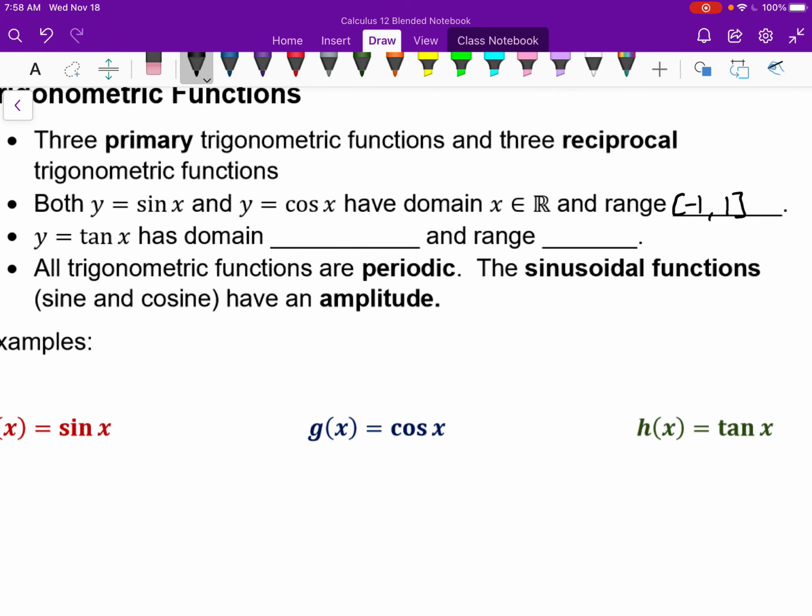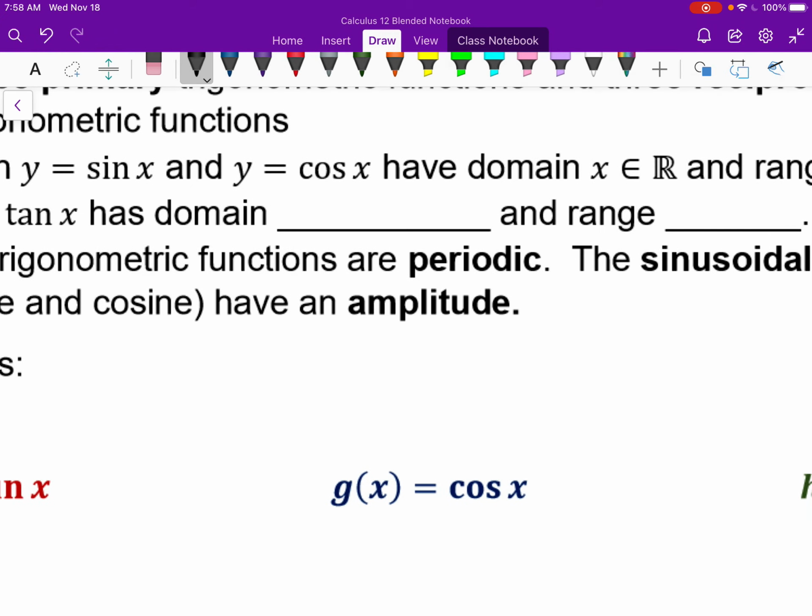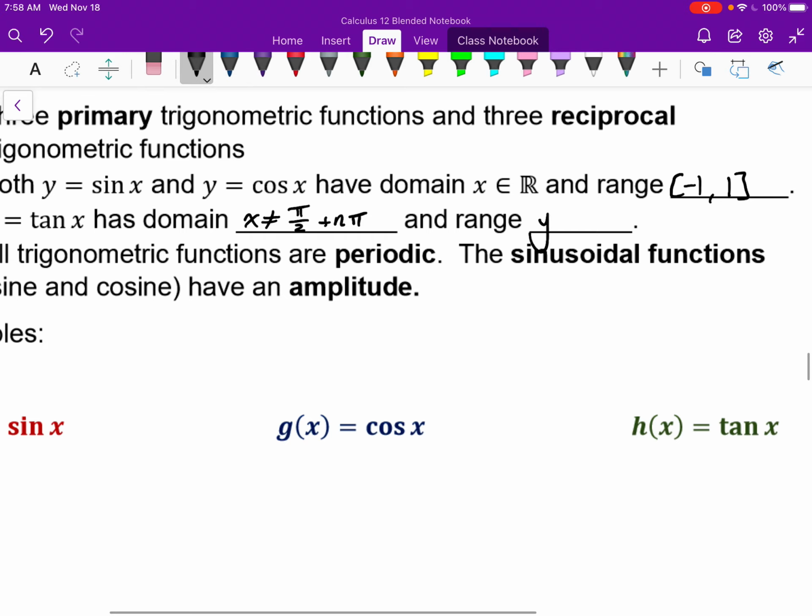Whereas tan x has a domain that's not all real numbers. Tan x has a domain where x cannot be pi over 2 plus any multiple of pi, n being any integer. And tan x has a range of all real numbers. Again, tangent, sine, and cosine are all related to one another. Hopefully you've learned about various identities that algebraically connect all these things together. But the way tangent behaves is distinctly different from sine and cosine. And the way sine and cosine behave is distinctly similar to one another.